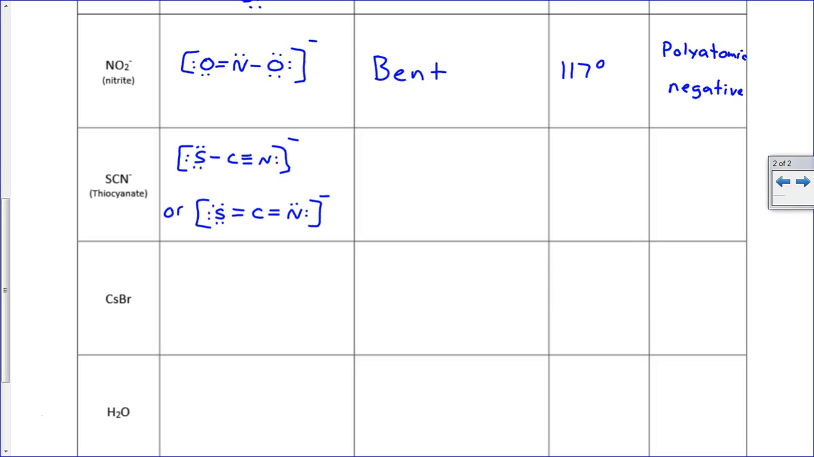If you look at either one of these around the carbon, there are 2 domains, all right? Both of them are bonding domains. That makes this a linear structure. If it is linear, that means its bond angles are 180 degrees. All right, and then again, this one is a polyatomic, so it's not polar, it's just charged, it's just negative, so this one is a negative polyatomic.